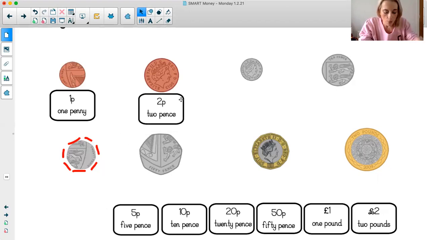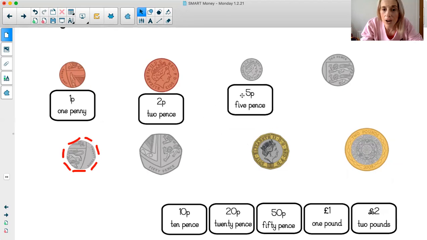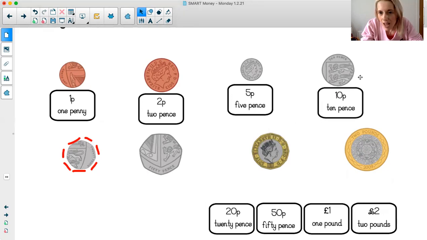Well done. Then we've got our silver, round silver ones, haven't we? Kind of got a baby version and a grown-up version. So our little silver one is 5 pence. 5p is how we can write it, or 5 pence. And our slightly bigger version, our grown-up version, is 10 pence or 10p. Oh, onto those funny-sided ones. There we go. Again, we kind of had a baby version and a grown-up version, didn't we?